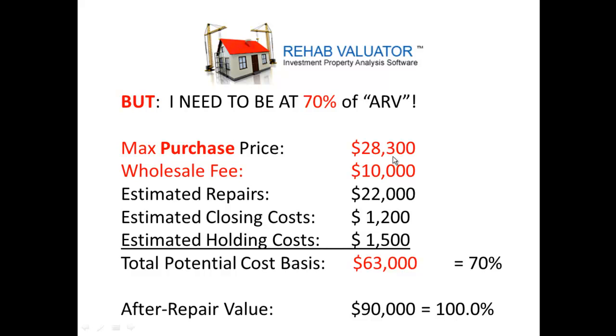So this is how the math would work. You buy it from the bank or from a distressed seller or whoever for $28,300. Collect an assignment fee of $10,000 from your wholesale buyer. Your wholesale buyer pays a total of $38,000. Puts 22 grand into renovations, closing costs, holding costs, and his total potential cost basis is $63,000. So now he's into the deal for 63, and he can flip it hopefully for 90 and make his profit.